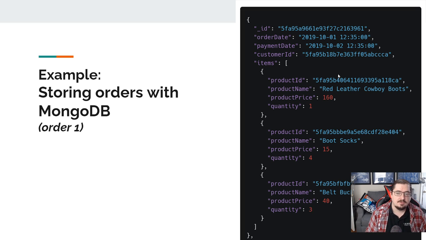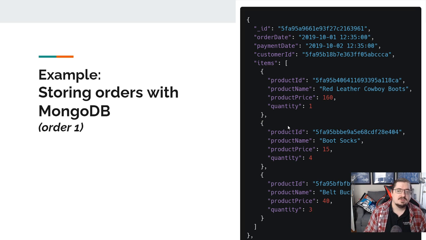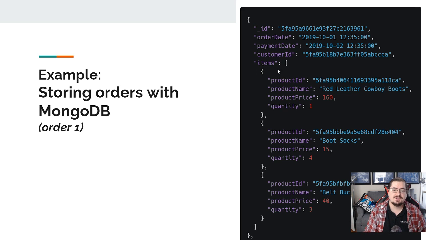So effectively, you've got the information for your first order here. Most of that's the same. I had an order date, a payment date, a customer ID. What changed was I took my items and plugged them in there. You'll also notice, as I did that, I've got the product ID. I've also got the name of the product, price, and the quantity, right?